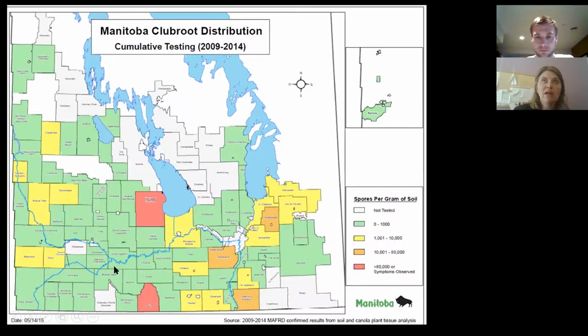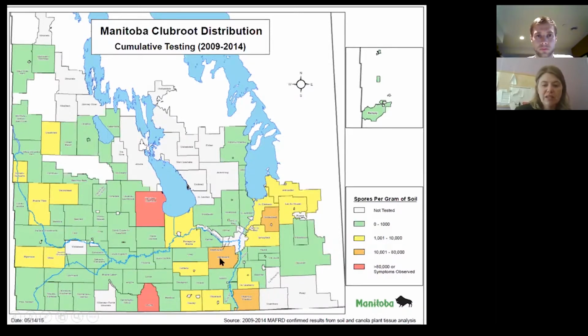So what we try to do within a year is look at what our annual seeded acreage is, and we try to survey about 2% of that annual acreage. So it comes down to about 180 fields throughout the province where we are testing. This is our cumulative over 2009 to 2014.